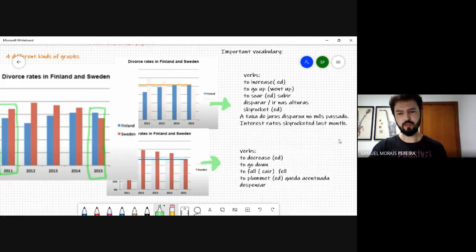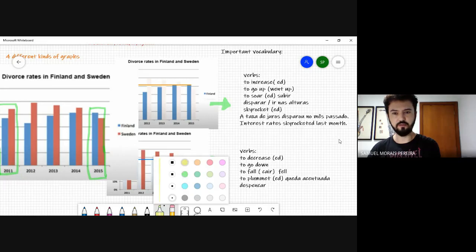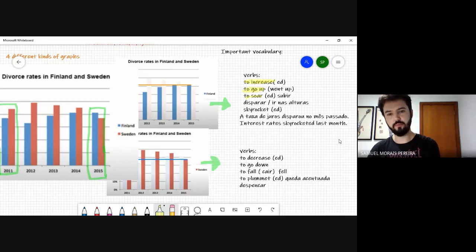But basically, when we are talking about graphs, I think the verbs you should know, okay, are the verbs to increase, to go up, to soar, to decrease, to go down, and to fall, especially when you are describing graphs. Okay, guys? Any questions?